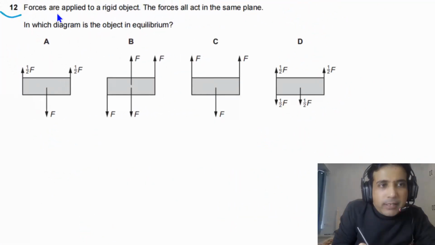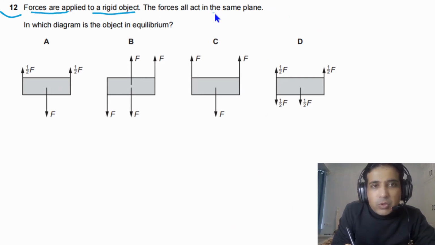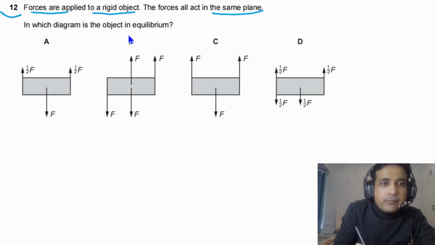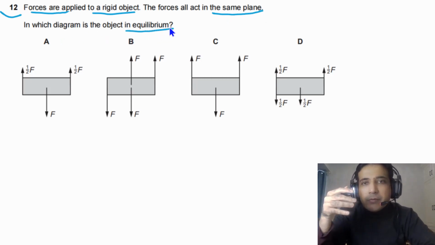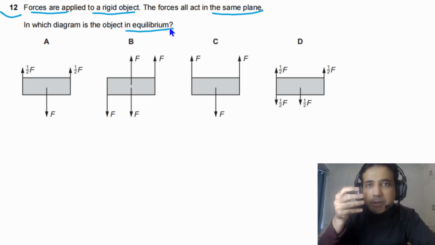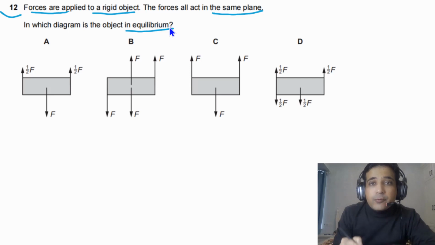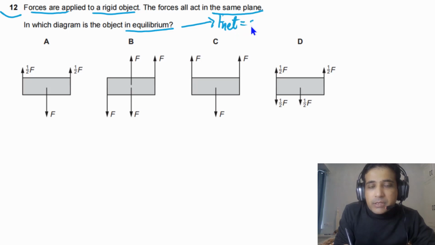For question number 12, it is given to us that forces are applied to a rigid object. The forces all act in the same plane. In which diagram is the object in equilibrium? First of all, let's try to understand what equilibrium means. When we say an object is in static equilibrium, it simply means that the resultant force in any direction, the net force in any direction, is equal to 0, and also the net moment about any point is equal to 0.